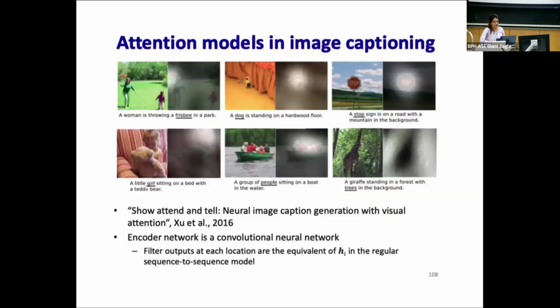Attention models can also be used in image captioning. Given an image, you're trying to predict what the image shows. When you backpropagate and check where the model is paying more attention, you can see that in the first example, a woman is throwing a frisbee, so the frisbee is getting more attention than other parts of the image. Similarly, in the dog image, the dog's face is given the most attention compared to the other parts. That's how it works for the other images as well.